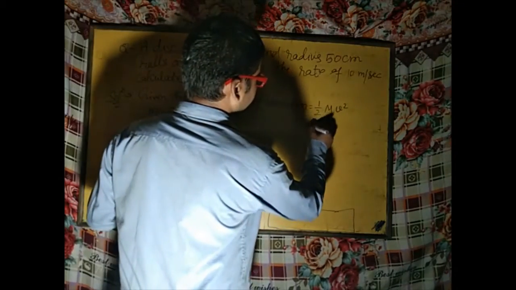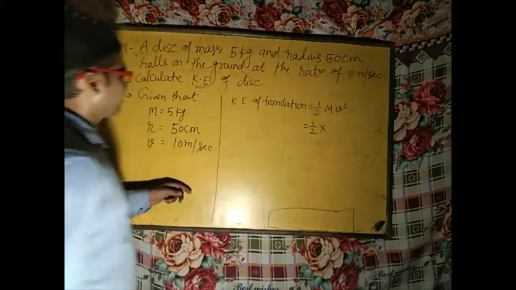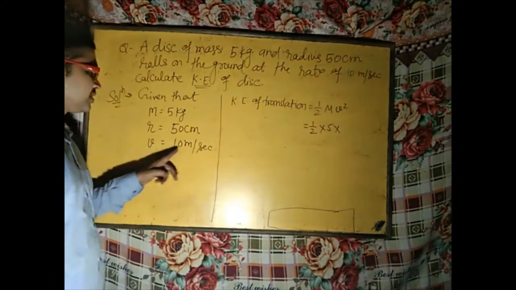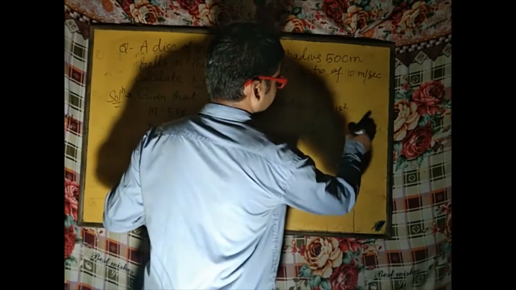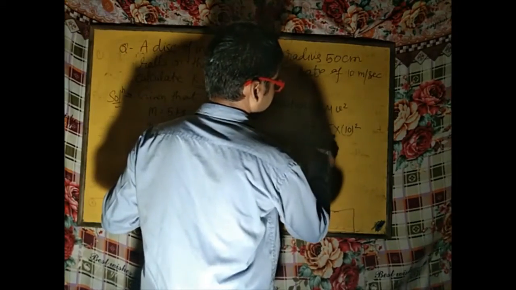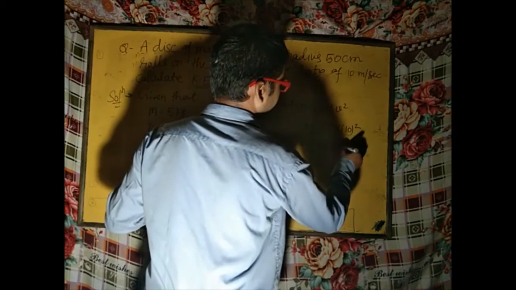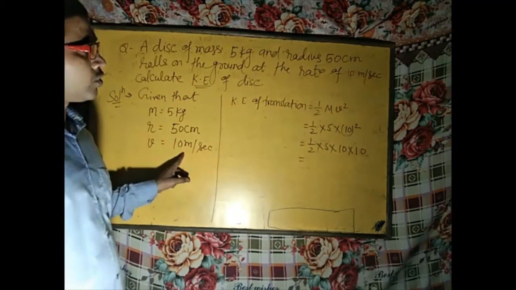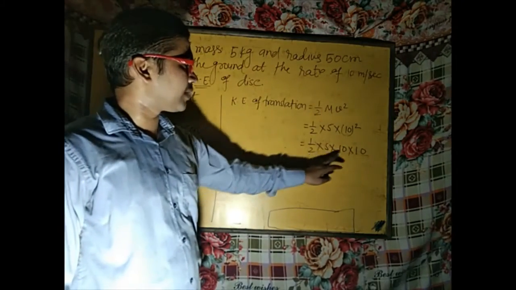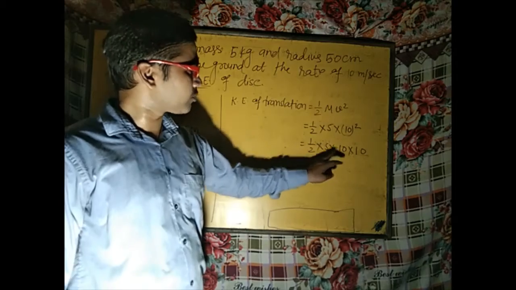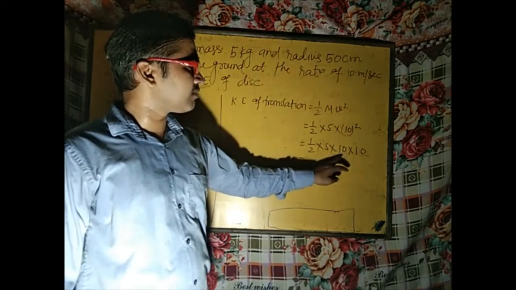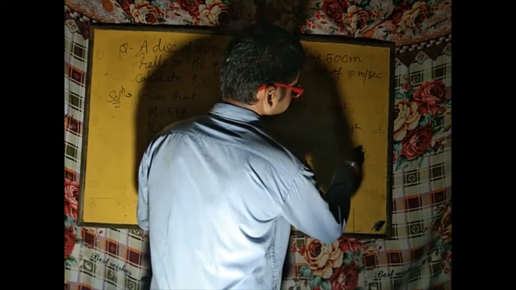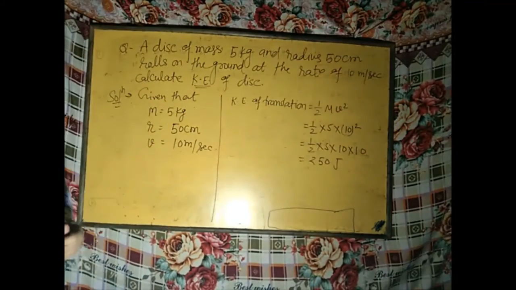So we can write 1 by 2 into the value of mass, that is 5, into the value of v, that is 10, and its square. So it is 1 by 2 into 5 into 10 into 10. So you can find the value: if you divide by 2, then it will be 250, and the unit of kinetic energy is joule.